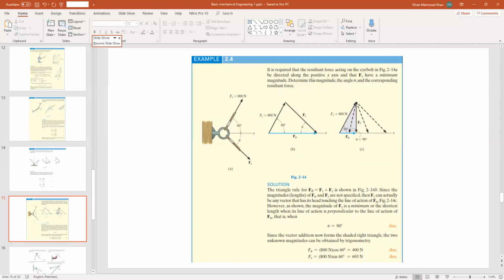It requires that the resultant force acting on the eye bolt is directed along the positive y-axis, and F2 has a minimum magnitude. Determine the magnitude of the angle theta and the corresponding resultant force. As you can see, it's already solved here. It's a little bit tricky, but if you draw a free body diagram, it will be clearer what angle and what force are required from you. It's already solved here, but just try to solve it by yourself.